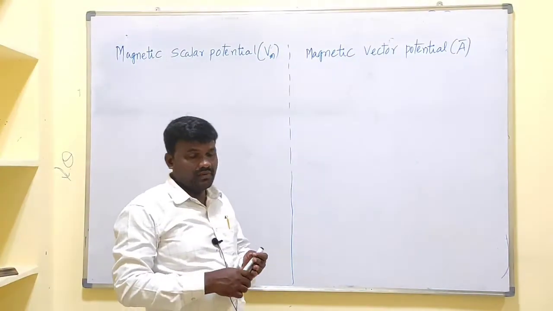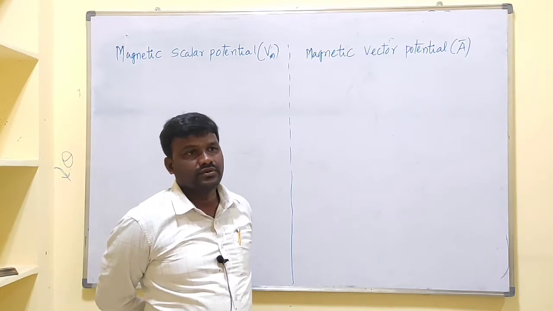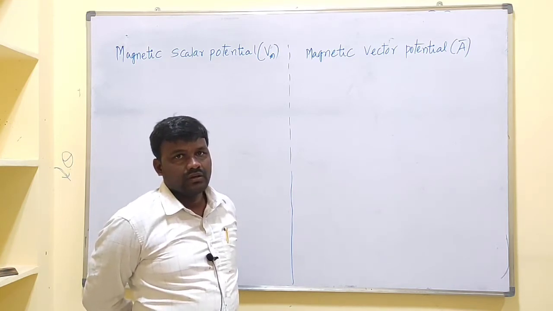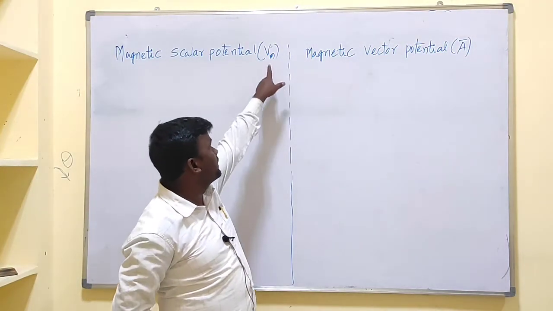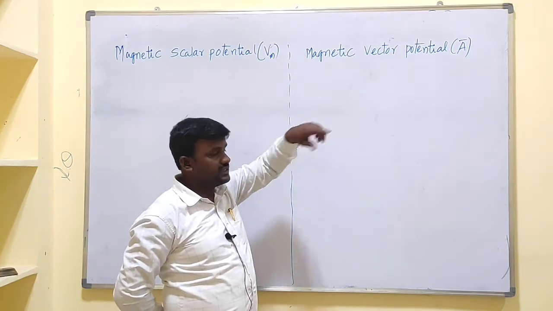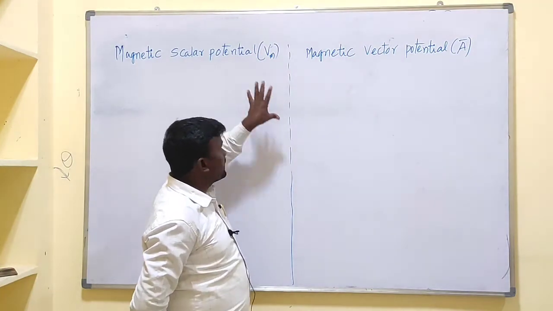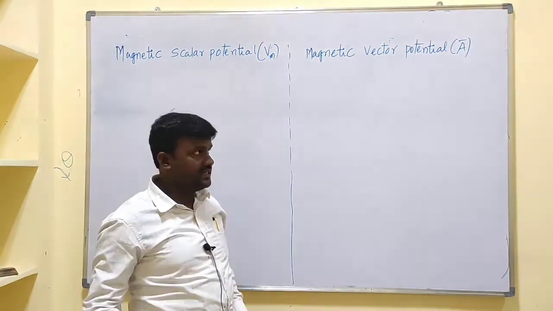Hi, welcome to our electromagnetic theory course. In this video, we will discuss magnetic potentials. One is the magnetic scalar potential, represented by Vm, and the other is the magnetic vector potential, represented by A bar. Of course, these magnetic potentials can be derived or defined with the help of vector identities.